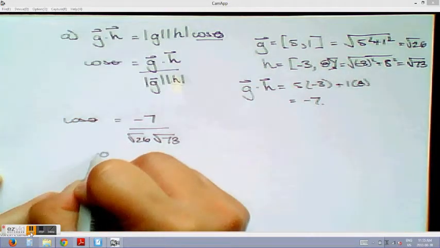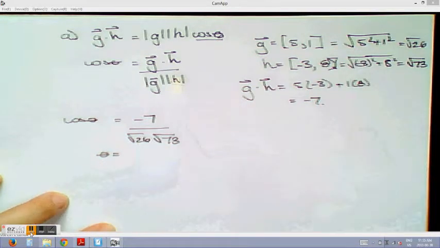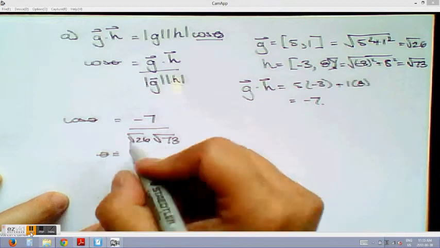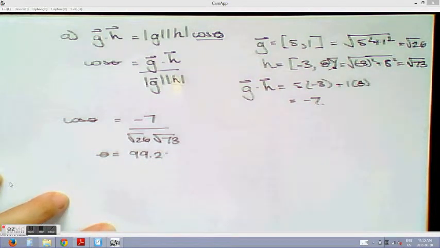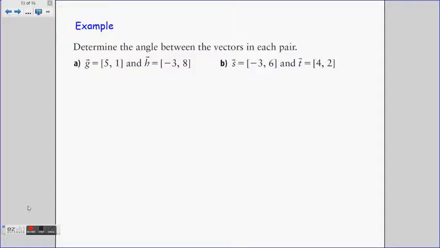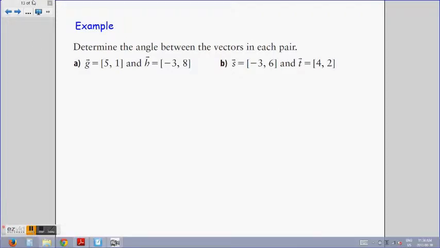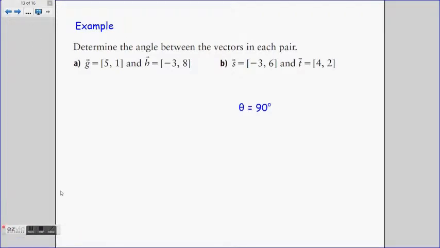Okay, so we just want to find theta. So theta, and let's work that out, is approximately 99.2 degrees. So the angle in between G and H is approximately 99.2 degrees. Now, since I don't have a check your learning at the end of this section, I'm going to let you do B on your own, and I'm going to tell you what the answer is. Okay, so take a little bit of time, pause it, try it out yourself exactly the way I did it, and then I'm going to go ahead and write the answer right here. So the answer is 90 degrees, and I hope you got that.